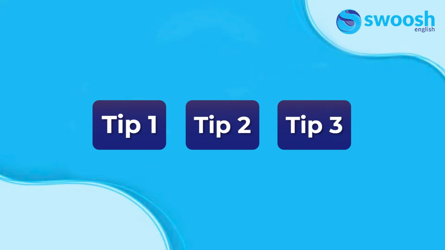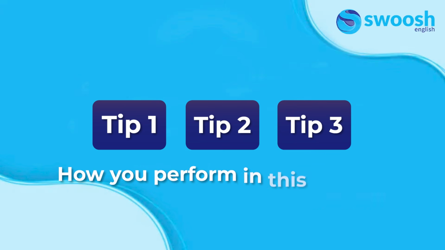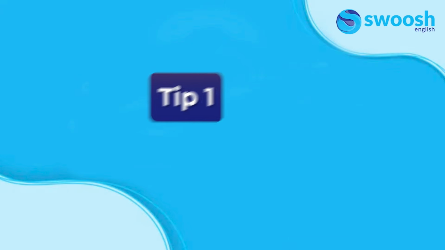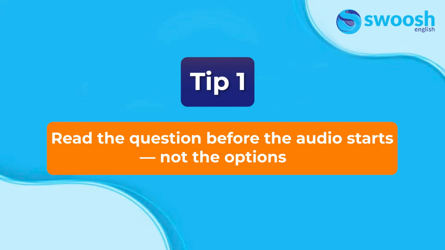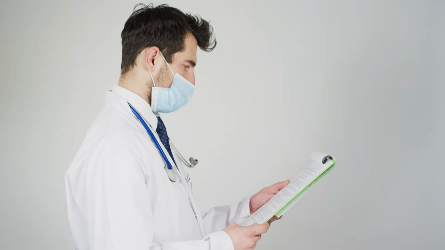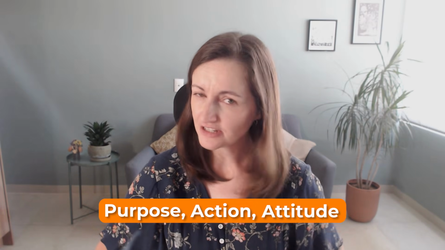Before we get into the practice, here are 3 quick things that'll actually change how you perform in this section. Tip number 1, read the question before the audio starts, not the options. You get 15 seconds, and most people spend it reading all 3 options, but that's too much information to hold in your head. Instead, read the question first so that you know what you're listening for, the purpose, the action, the attitude, and then skim the answer options to get the main idea of each one.